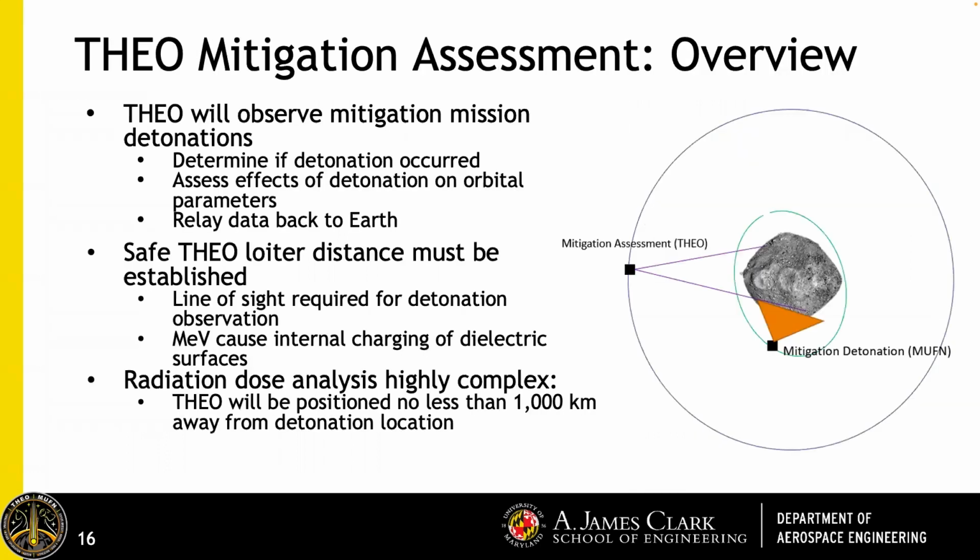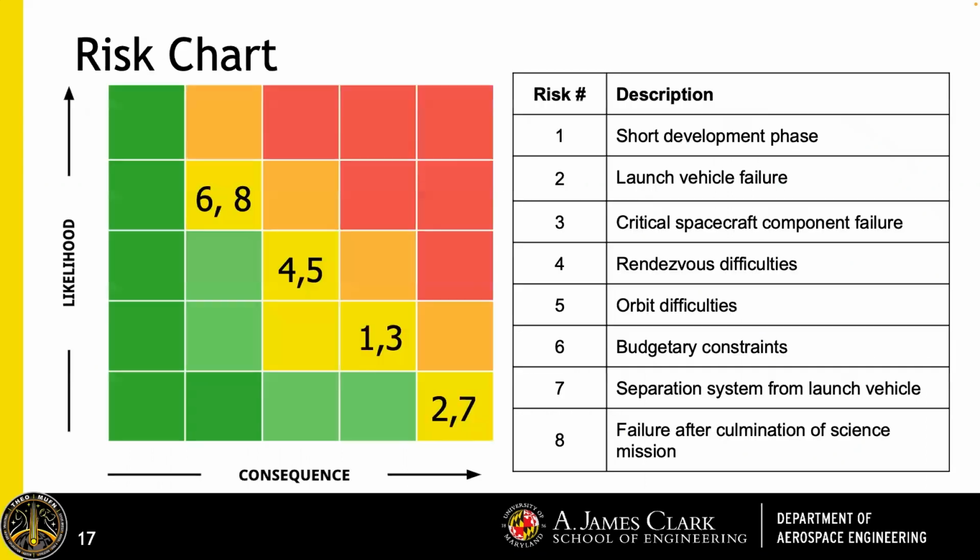All right, so after we have completed all of our science, we will observe the mitigation mission and the detonations. We'll do this to give an extra form of redundancy of if the detonation occurred, and we'll send data to Earth on how successful it was, or how it worked, or how it didn't work. So in our loiter distance, we will need to be able to see the detonations. So we need to make sure that we're in the right point of our orbit. So that's why we'll be in that 1,000-kilometer orbit.